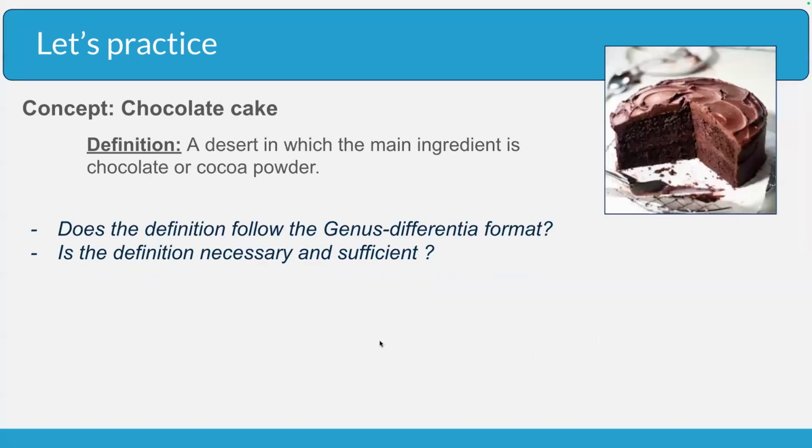Next practice, of course, if you know me, I had to talk about food. The definition for chocolate cake: it is a dessert in which the main ingredient is chocolate or cocoa powder. Does this definition follow the genus differentia format? And is it necessary and sufficient?